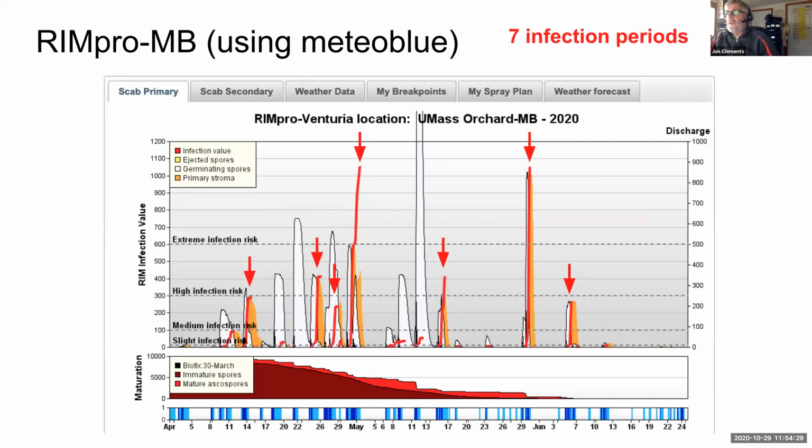For RIMpro, I'm using the MeteoBlue example, although the weather station data fed through NEWA would be the same. They had different results, but this is just an example. Remember, I said the infection had to be above 100 on the RIM infection value scale on the y-axis. So you can see 1, 2, 3, 4, 5, 6, 7 red arrows where the infection value rose above 100. So those were considered primary infection periods, how I interpreted RIMpro.